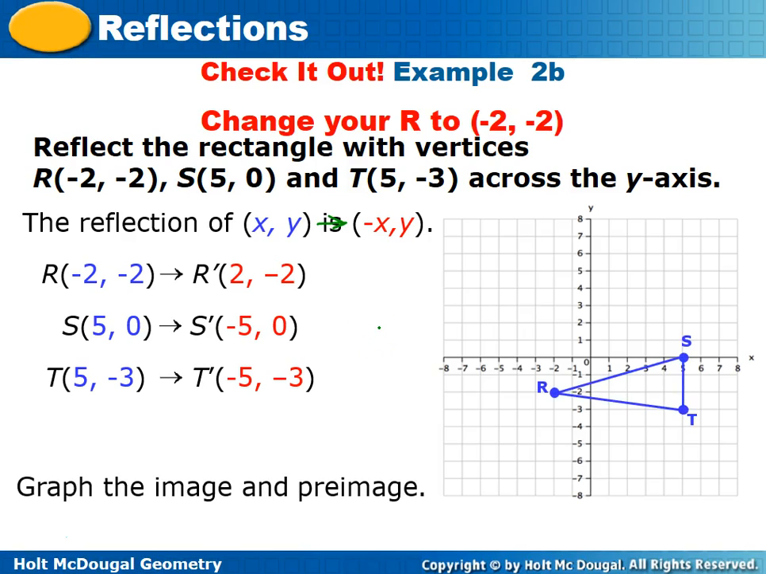So once again, plot the original. There it is. And plot our transformed or reflected points. And again, you should notice this is our line of reflection. So this was 1 away, 2 away to the left, this is 2 away to the right, and so on and so forth from that line of reflection.